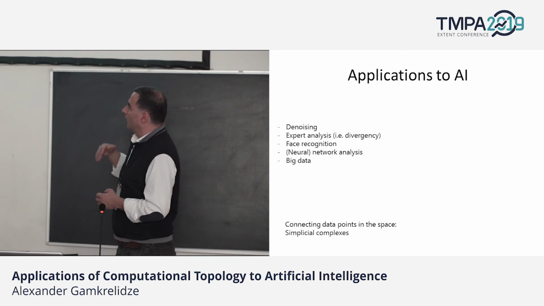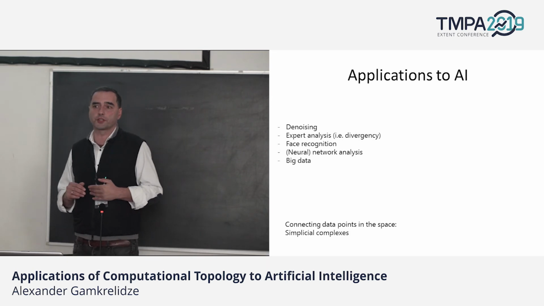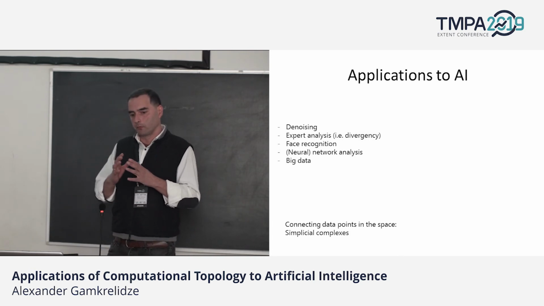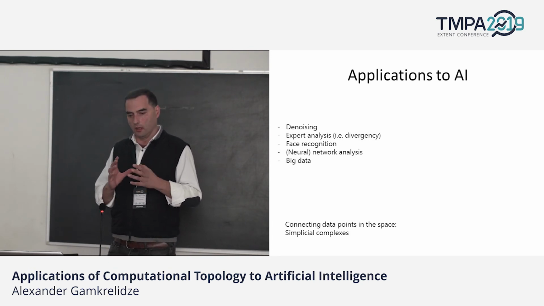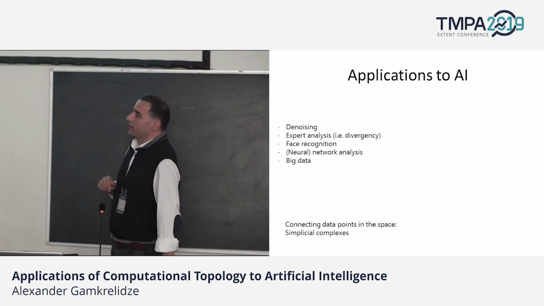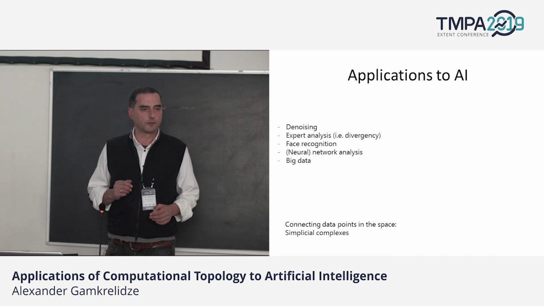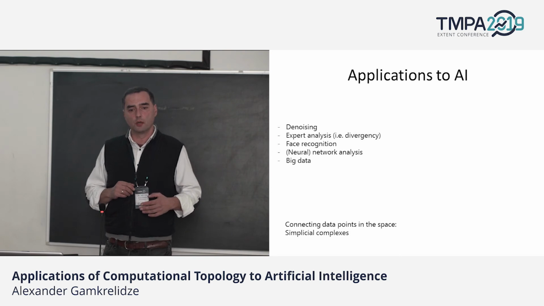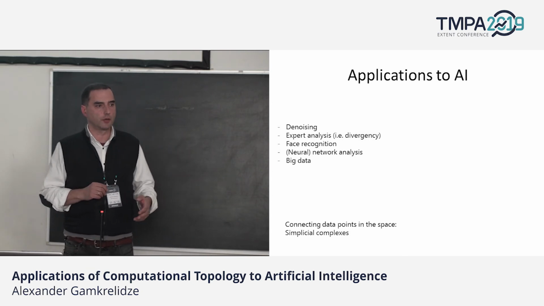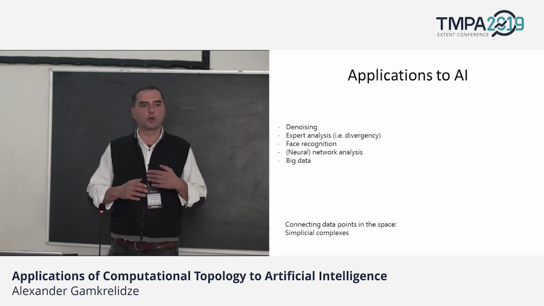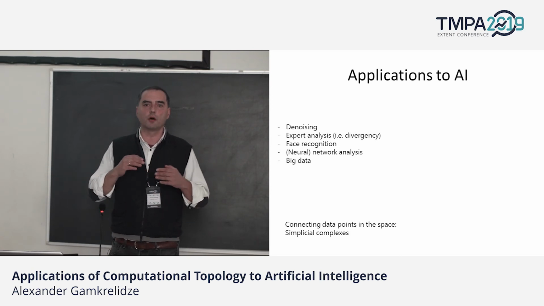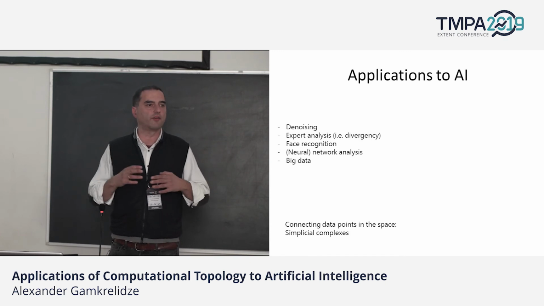We can analyze face recognition. This is a straightforward application, recognizing similarities in some objects. We can apply it to neural network or network analysis for the same reason. What is the short-living result? For example, if we train some neural network, we can look at the homologies or persistent homologies on it. The short-living homologies are the errors or divergences also.